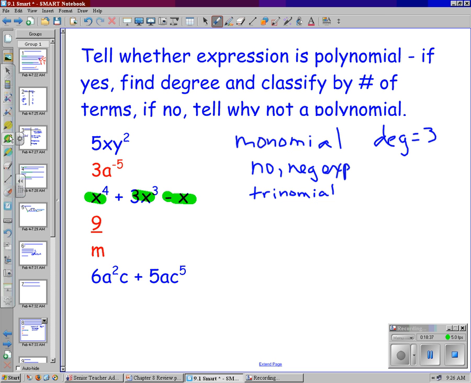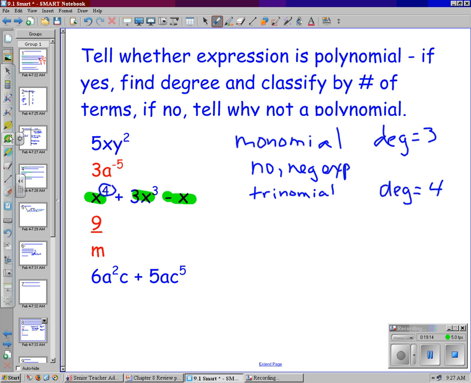The degree, Michael? 8? No, it is not. Allie? It is 4. Whatever term has the highest degree is the degree of the polynomial. Well, a monomial is only 1 term, so you take the degree of the term itself.